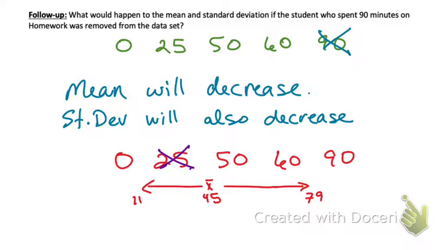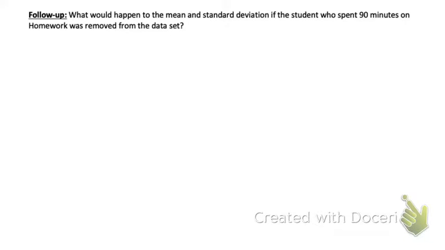All right. I have a question. So if the mean goes down, standard deviation goes down? Not always. It depends on where it's at. Just because the mean goes down, that doesn't automatically mean standard deviation goes down. It just depends on where the value is that you took out.